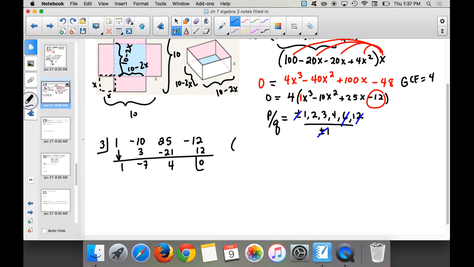All right, so we've factored into, we still have the 4 out front, then we have x minus 3, and then x squared minus 7x plus 4.